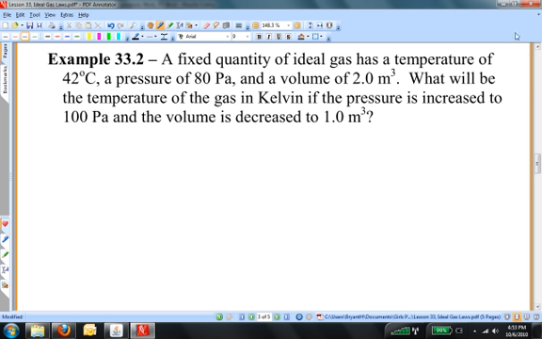Example 33.2. A fixed quantity of ideal gas has a temperature of 42 degrees C, a pressure of 80 Pascal, and a volume of 2.0 cubic meters.